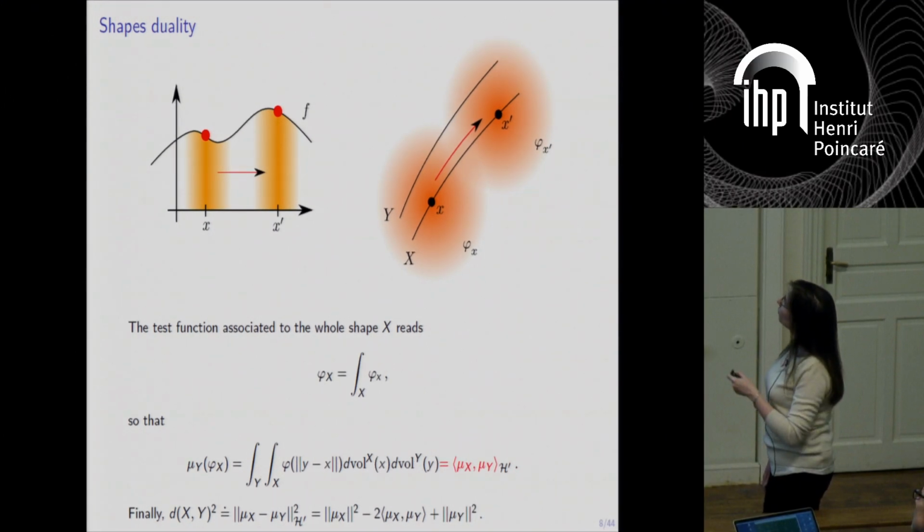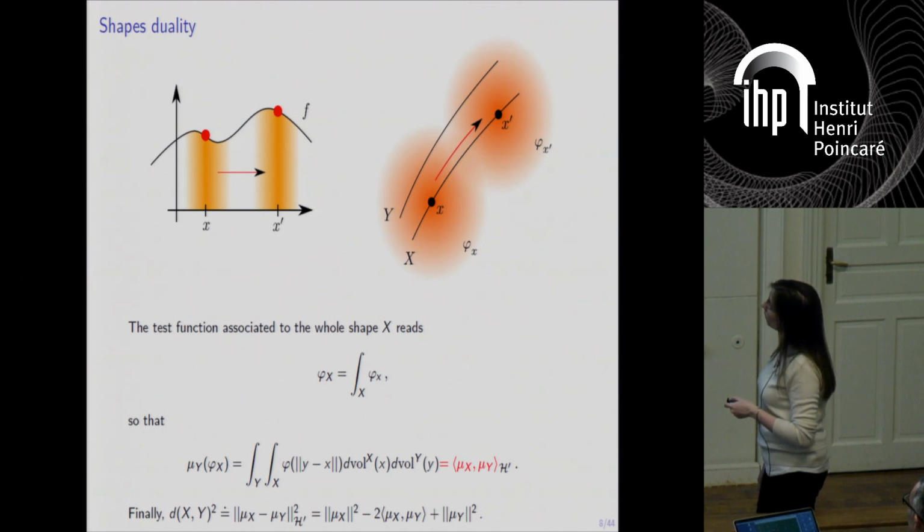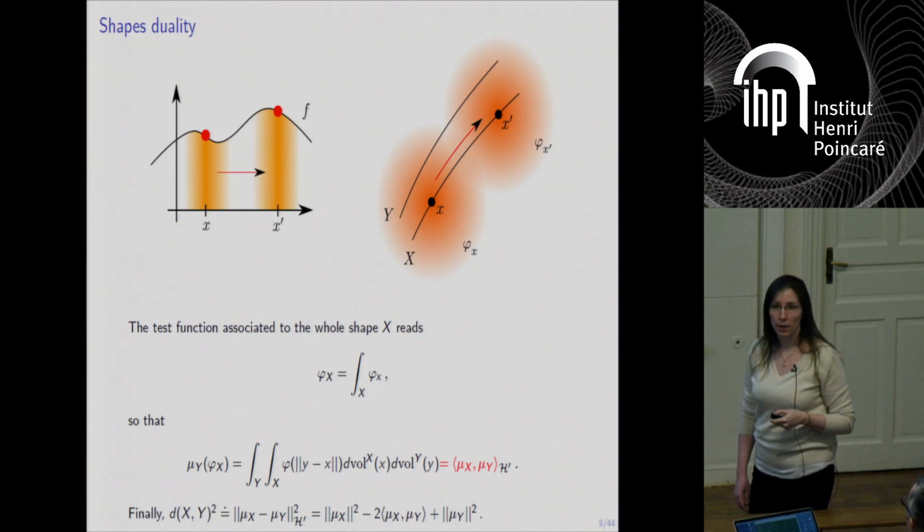And now when you integrate the mass of y along this complete shape, you're just doing the integral on y and on x of the Euclidean distance between any pair of points, but filtered by your test function phi. And you have this symmetric formula that exactly corresponds to the scalar product between the two distributions, or the scalar product between the two test functions associated to x and y.